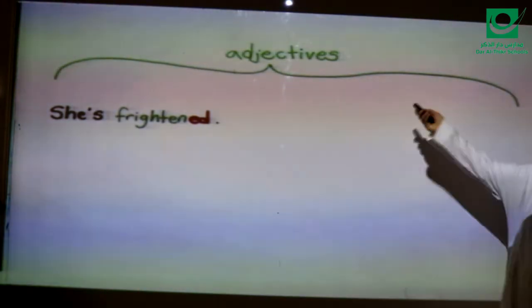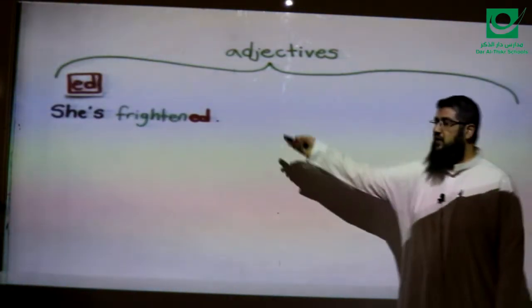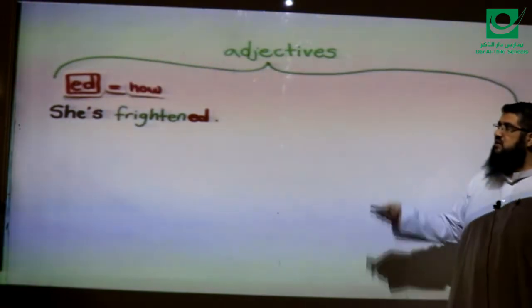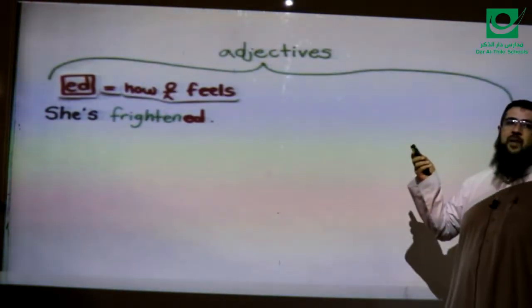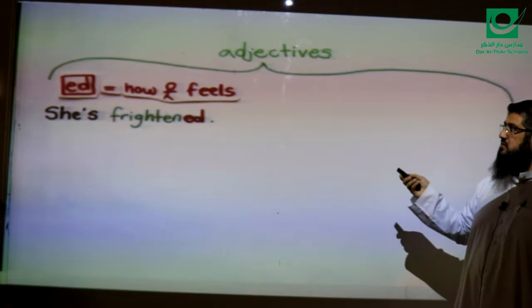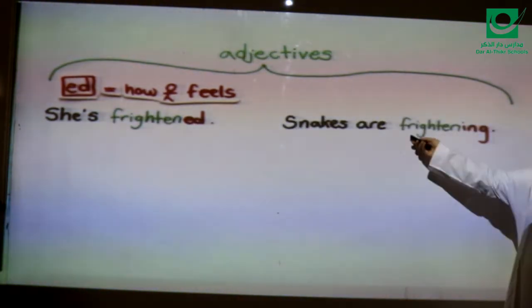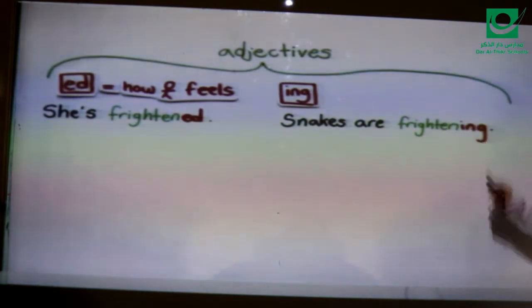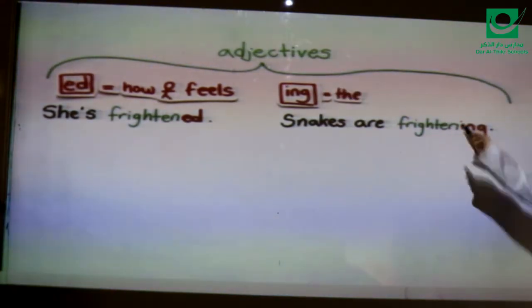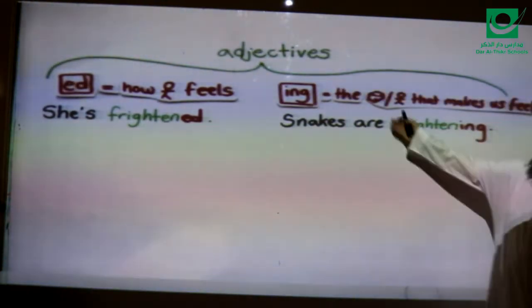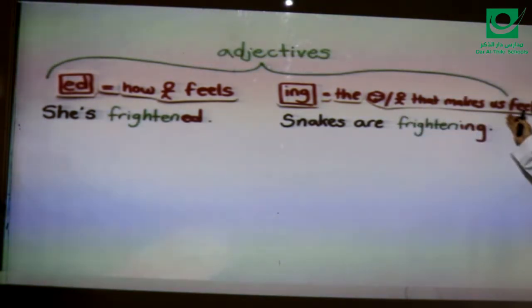So as you can see, the adjective frightened, with ed, means how a person feels. Okay? Here, an example: the snakes are frightening. Why do I put the ing? Ing means the thing or person that makes us feel. Okay?